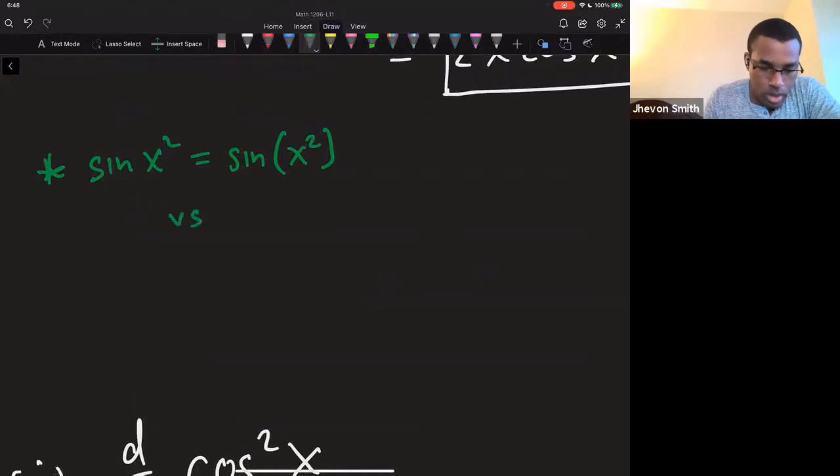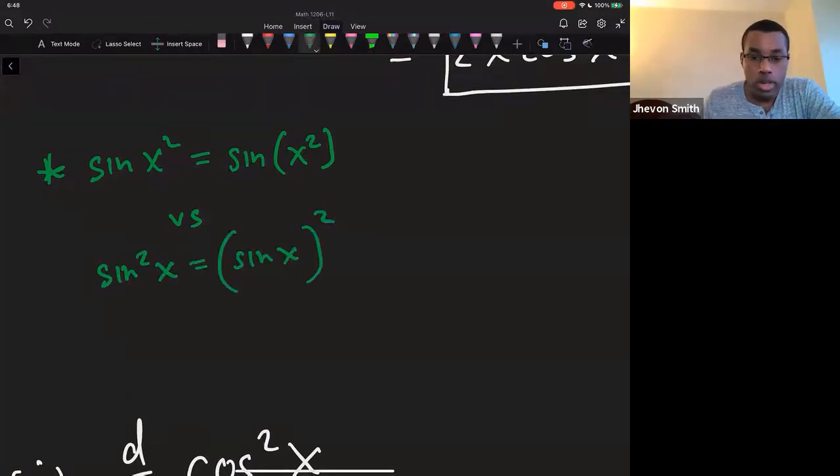Versus sine squared x, which means sine of x all squared. And they're different. How do you know they're different? Because in this one, the x squared is the inside function, whereas in this one, the entire sine function is the inside function, right? You have a very different inside function. So when you're applying the chain rule, it makes all the difference in the world.